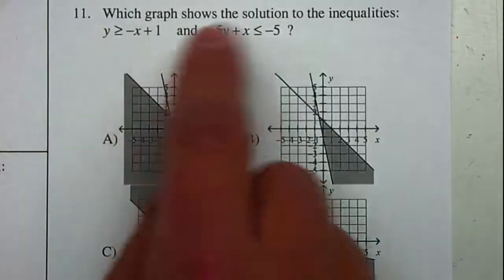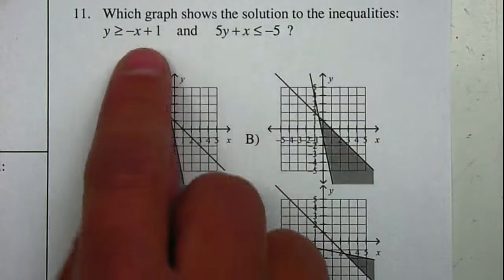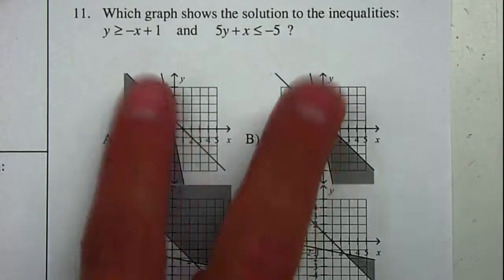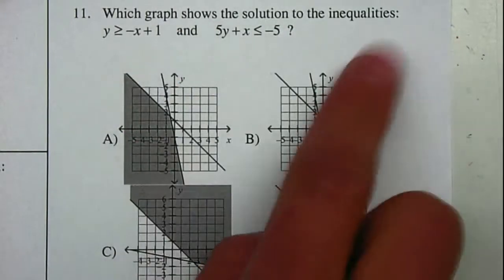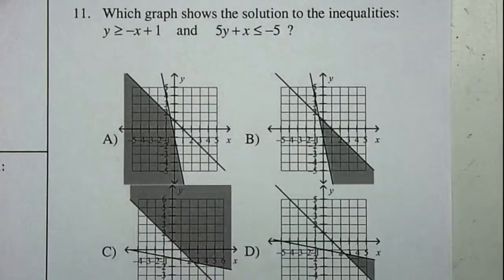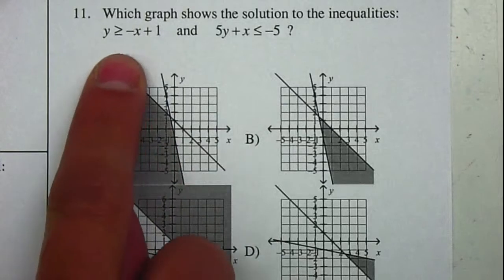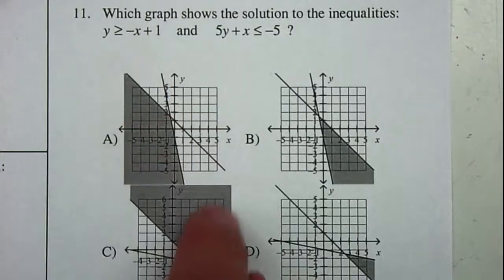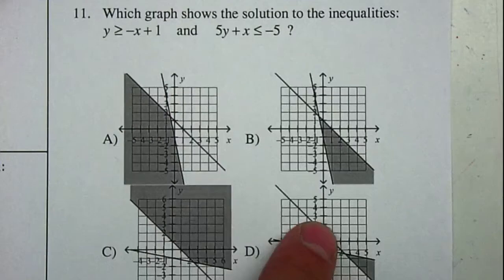Which graph shows the solution to the inequalities? They give you two inequalities and they ask you to select the graph. If you want, you can also graph it on the side and then compare your answers. In this case, I'm just going to graph it on the first one and see which is correct.